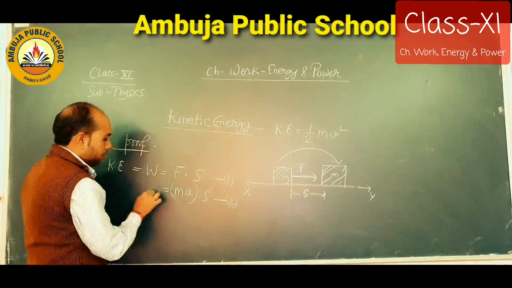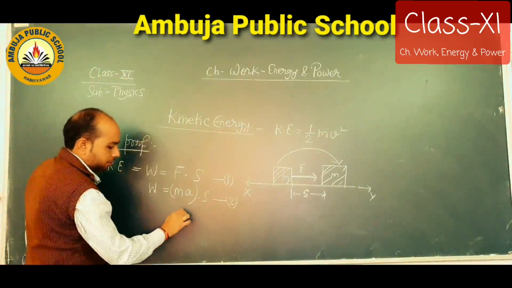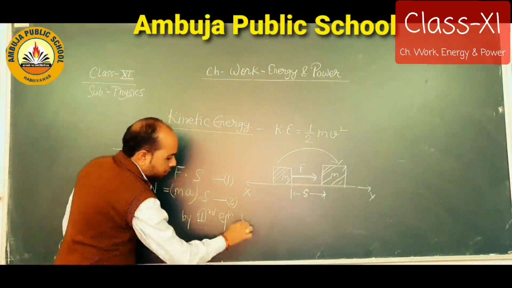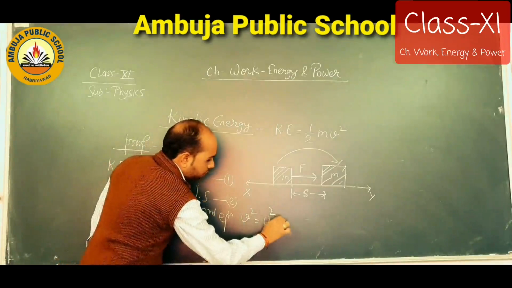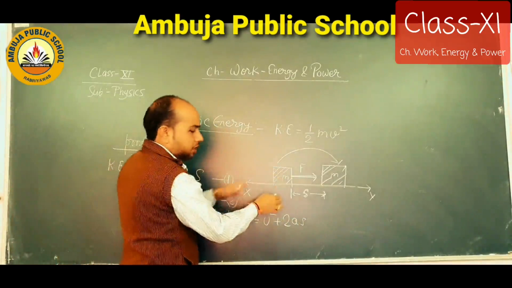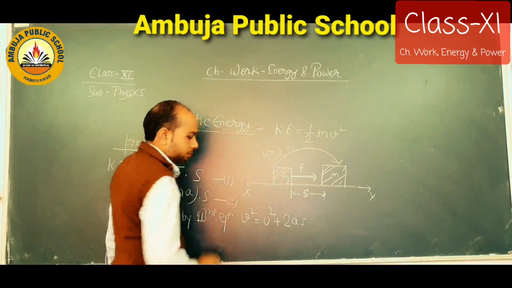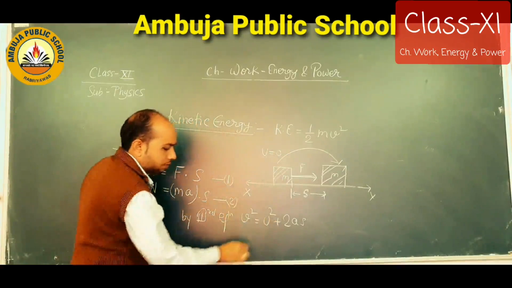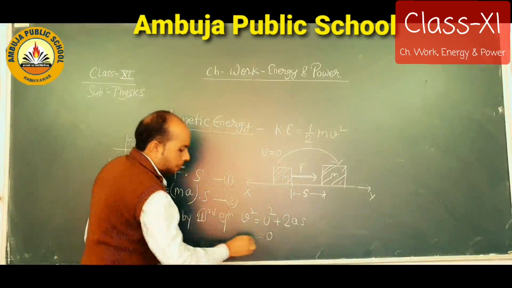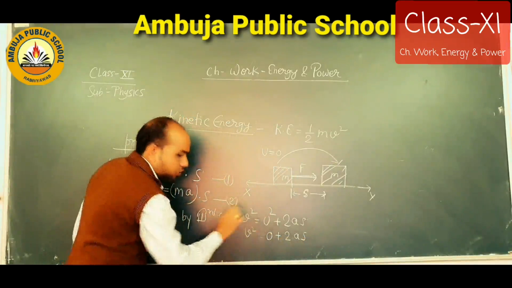Now acceleration. How to calculate this acceleration? We use here Newton's third equation. By third equation, v square is equal to u square plus 2as. From the starting, the object is stationary, that means its initial speed is 0. So in this equation, we replace u with 0 because the object is stationary. Now 2 remains same, a remains same, s remains same. This equals v square.